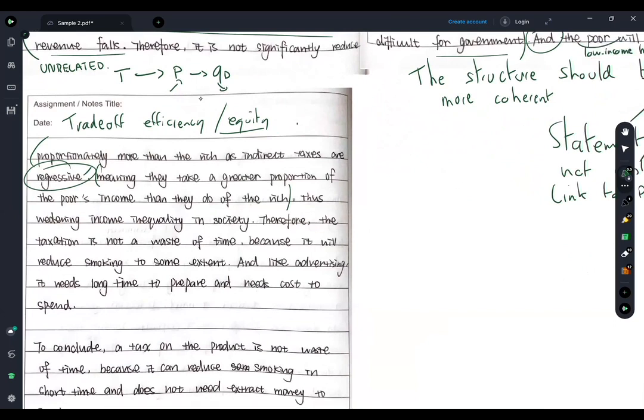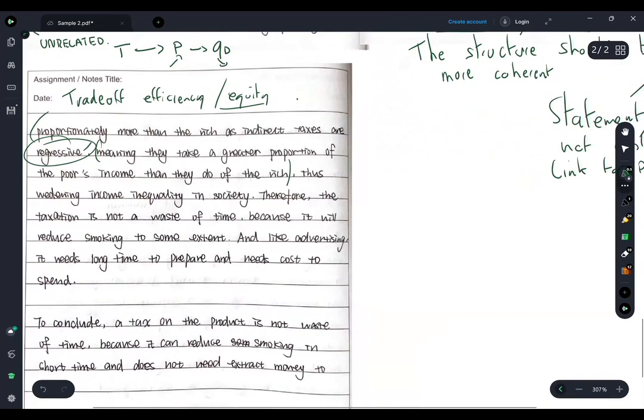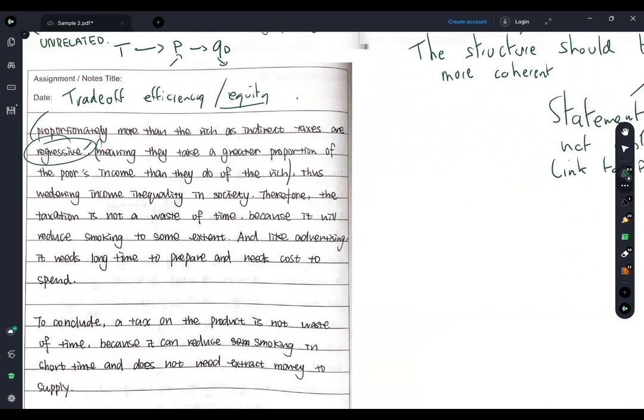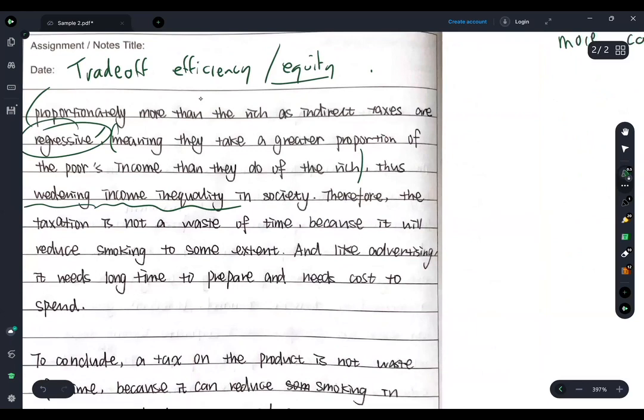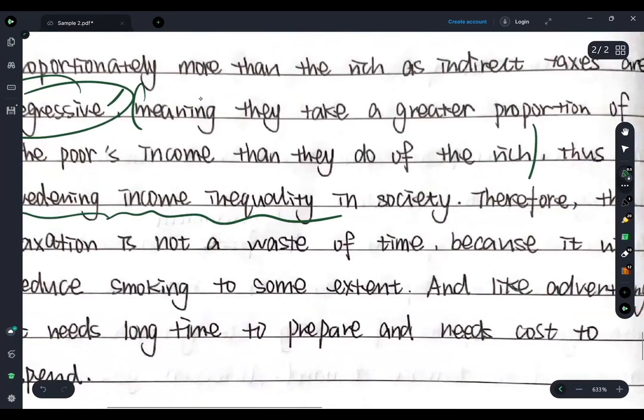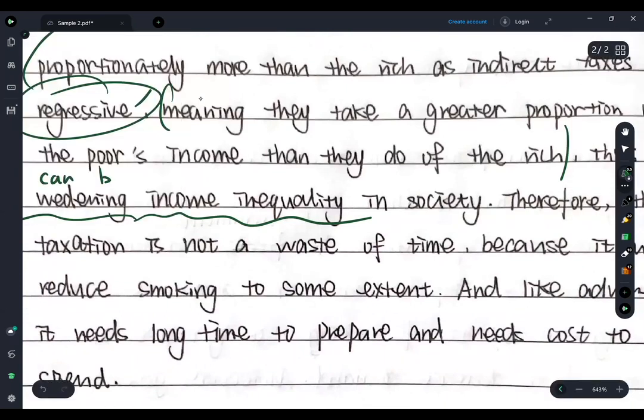"Greater proportion of the poor's income than they do of the rich. Thus widening income inequality." Not really, because it doesn't affect income. The fact that you take more from the rich doesn't really increase inequality. Instead of saying something like "widening inequality", you could say something like "thus, and thus can be considered to be inequitable". It doesn't have to do with income inequality.